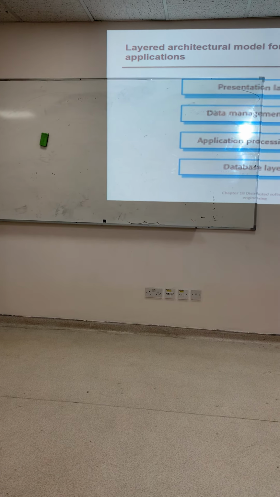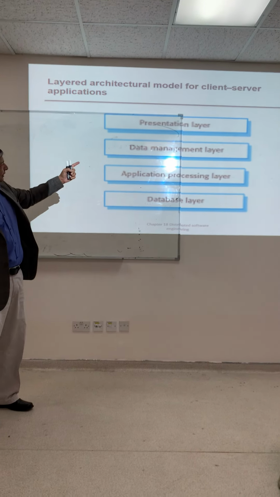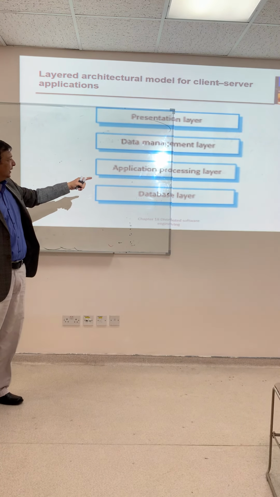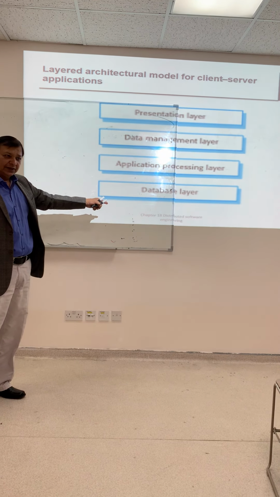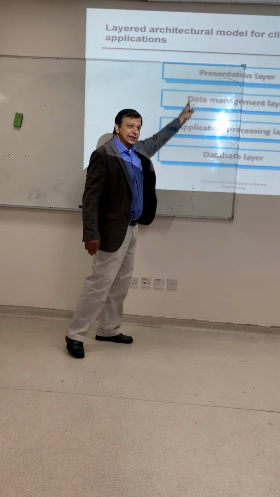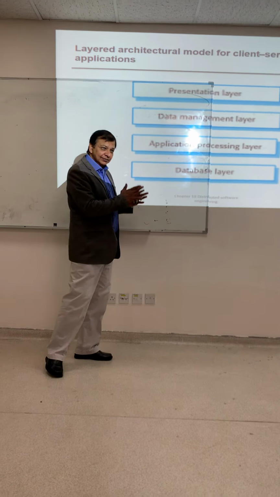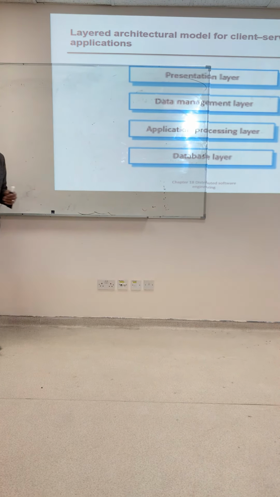So this is the layered architectural model for client-server. Presentation layer, data management layer, application processing layer, and the database layer. So this layer is handled here. Someone will make it separate, otherwise there are 3.